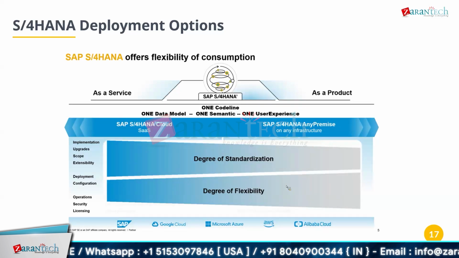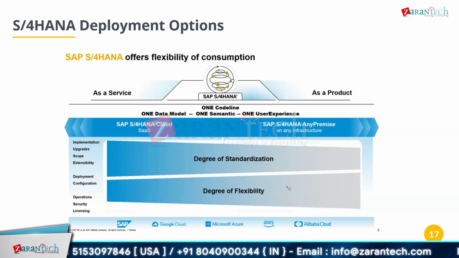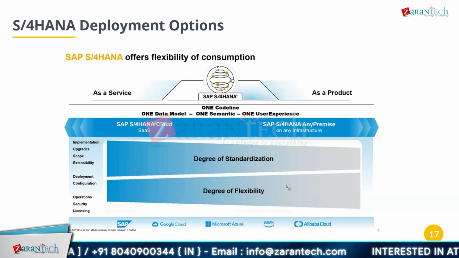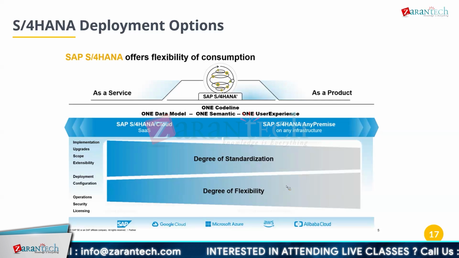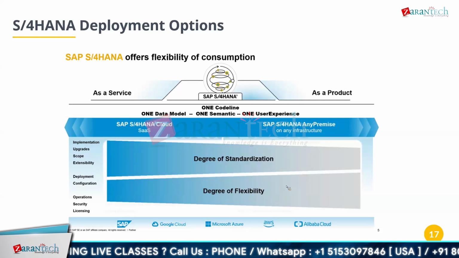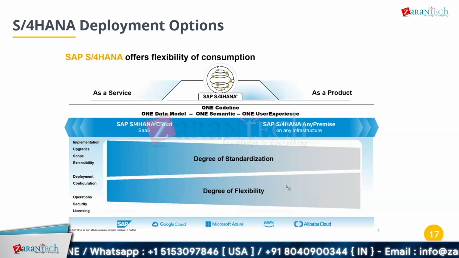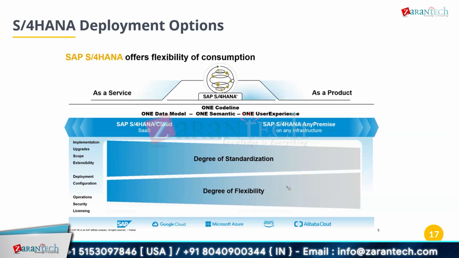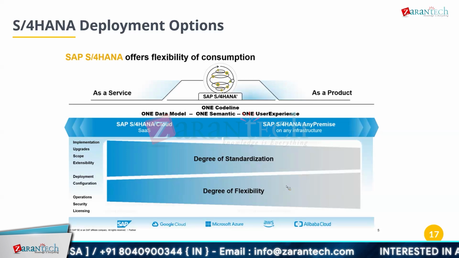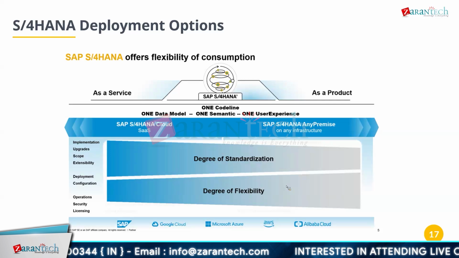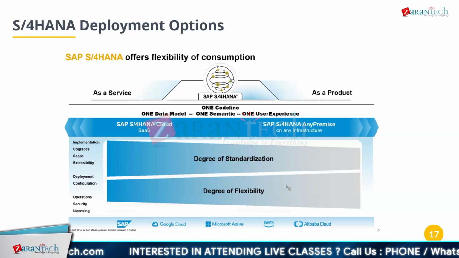So there are two, three deployment options. One is the greenfield, the other one is the brownfield, and the third one is the bluefield. But S4HANA offers flexibility of consumption, either as a service or a product, however you want to use it. It's available on the public cloud, private cloud, as well as on-premise. So it provides a degree of flexibility as well as standardization.